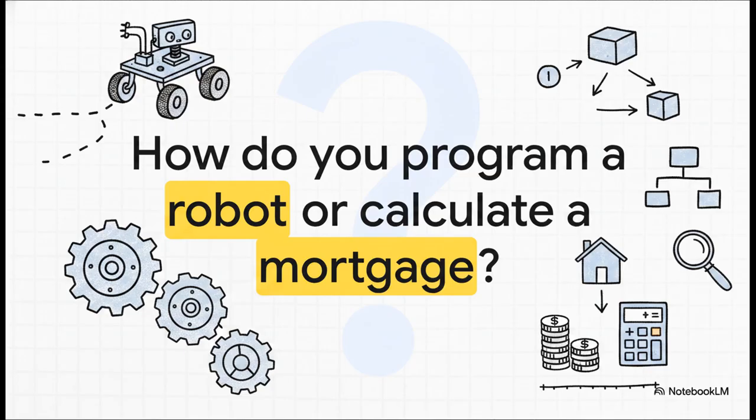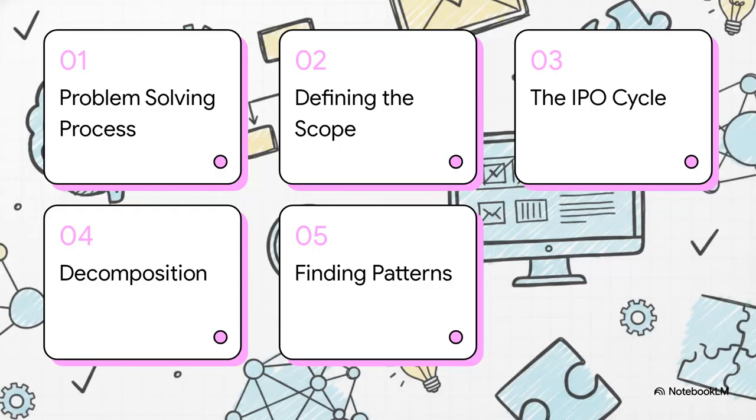It's essentially this structured way of breaking down the world around us so that we can solve problems efficiently and, more importantly, reliably. So, here is our roadmap for today. We'll start with the problem-solving process, then move on to defining the problem scope, explore the input-process-output cycle, look at decomposing complex problems, and finally, finding patterns and solutions.